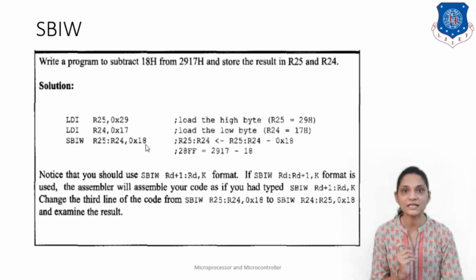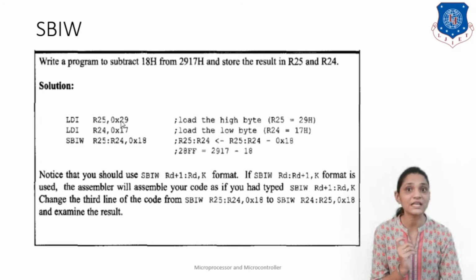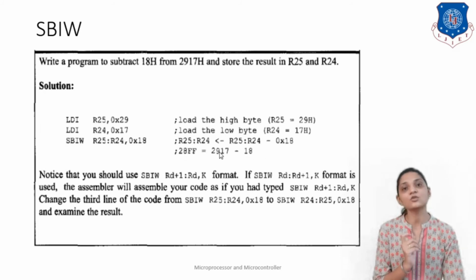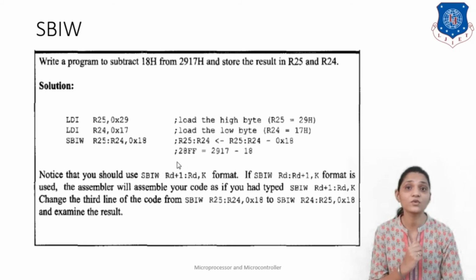So the immediate data that you have provided inside the instruction, that is 18, is going to be subtracted from this register pair, that is 2917. Okay, so 2917 minus 18, this operation is going to be performed, and after this subtraction the result, that is 28FF, is going to be stored inside the register R25:R24. So in 25 you are going to store the result 28, and in 24 you are going to store the result FF.